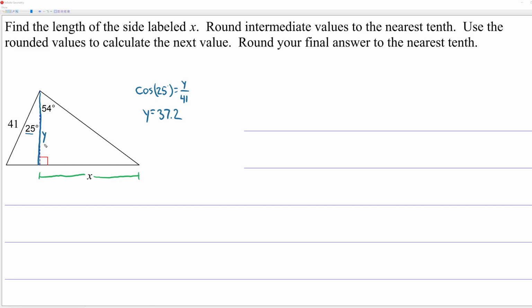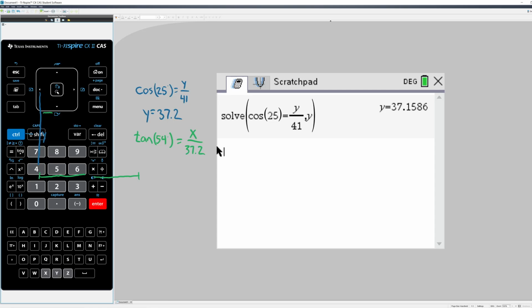Now that I know the value of y, it's 37.2, we'll move to the triangle on the right to solve for x. So we'll look at the 54-degree angle. x is the opposite side, y is the adjacent side, so we'll use the tangent ratio. So we'll say the tangent of 54 degrees is x over y, but remember we know what y is. It's 37.2. And we'll solve this equation in the calculator. So tan 54 is x over 37.2.